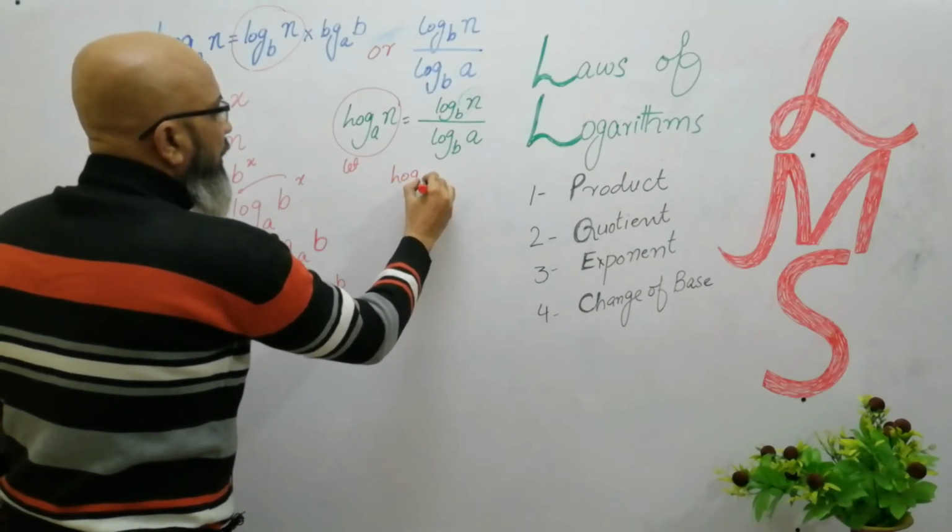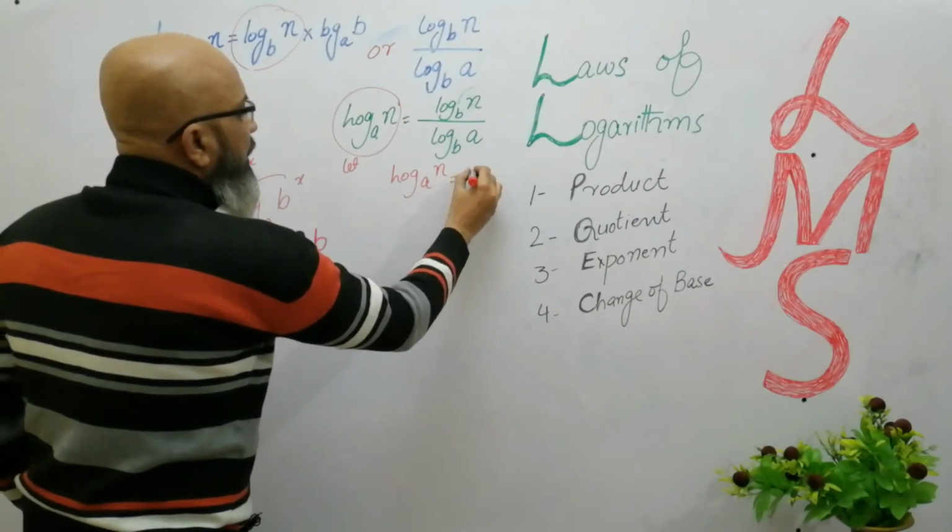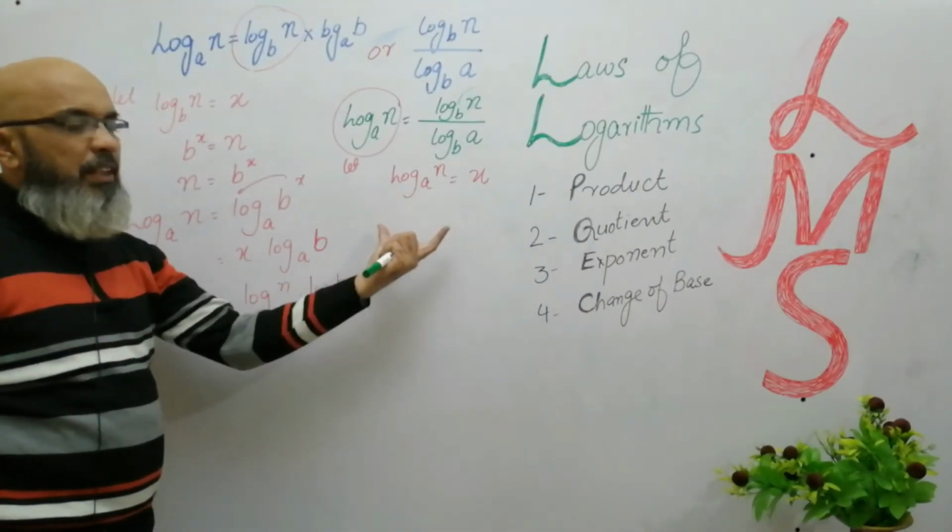log a raised to power n is equal to x. Write this in exponential form.